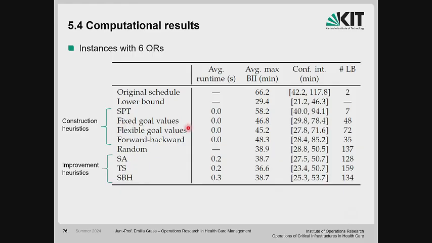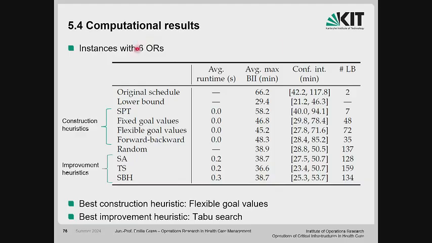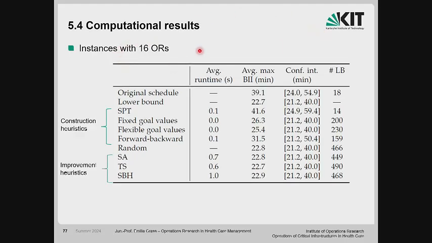Here is the fixed goal. It could already decrease the interval significantly, but with the improvement you can go almost to half an hour. This was for 6 operating rooms, and if you increase the operating rooms to 16, you can see that the improvement effects are not that significant anymore, the more rooms you have.